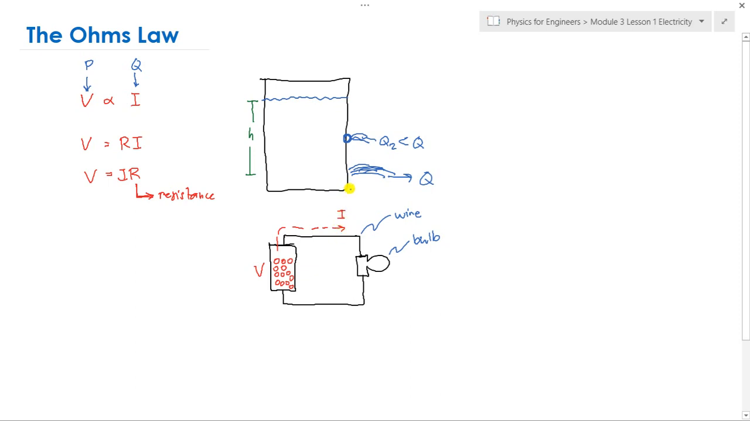The same thing with our pipe. In our water pipe, there are deposits, and we term this one as fouling.